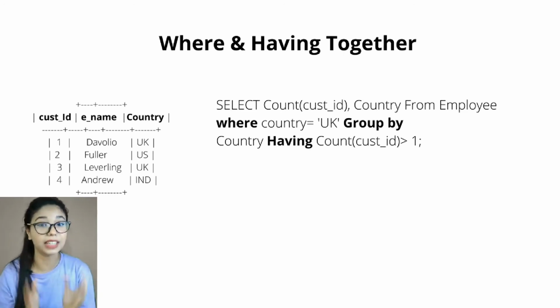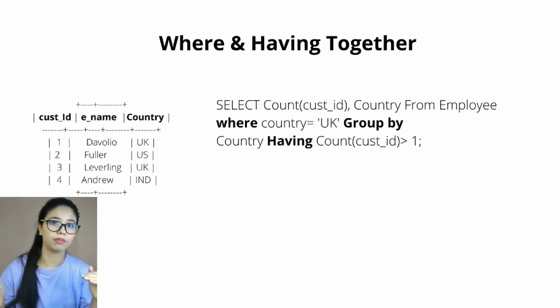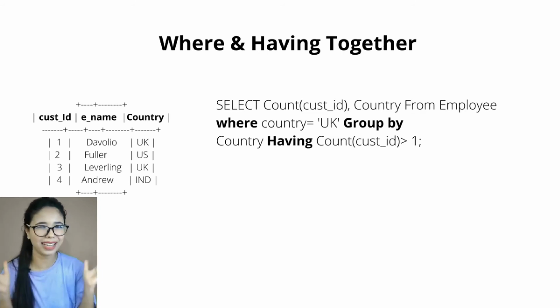Now what will it give me? It is going to give me the count of customer IDs for UK, only UK, because I have already filtered UK, right? So it's as simple as that. Hope you guys understood it.